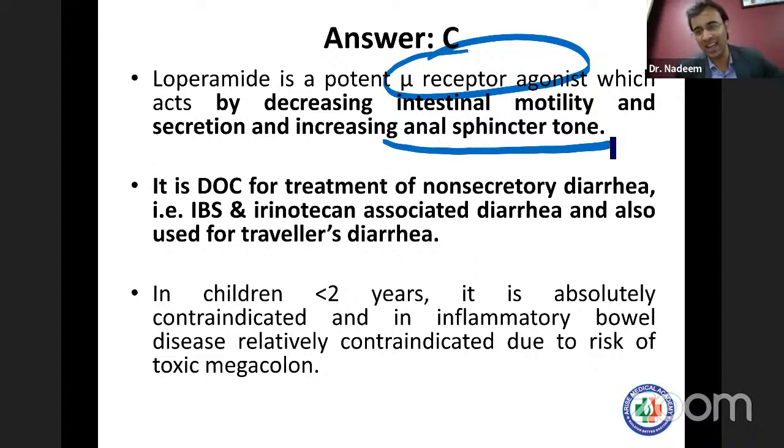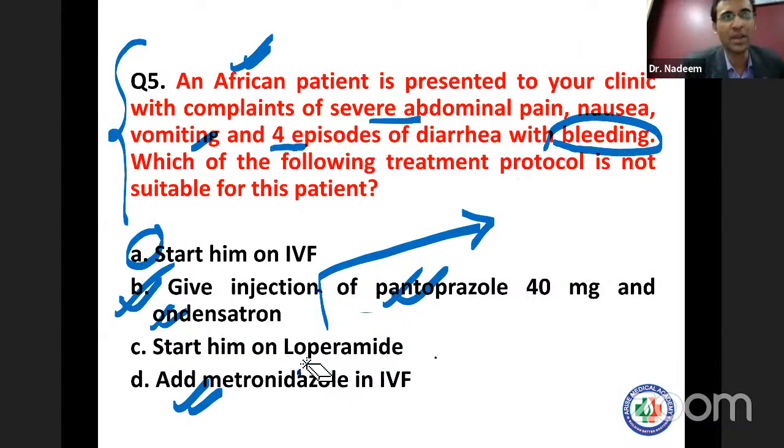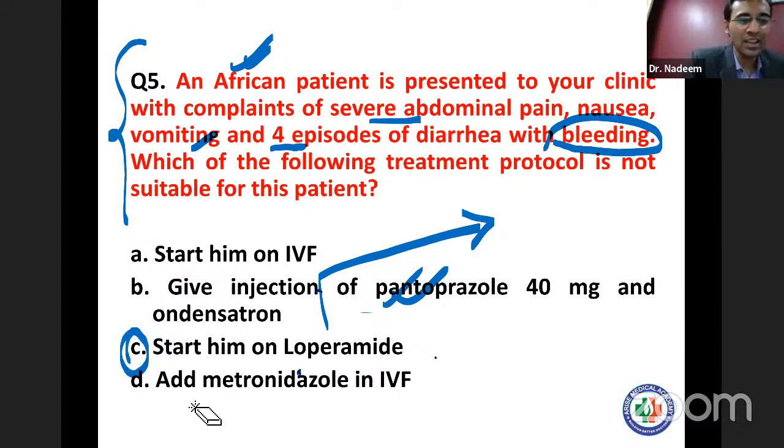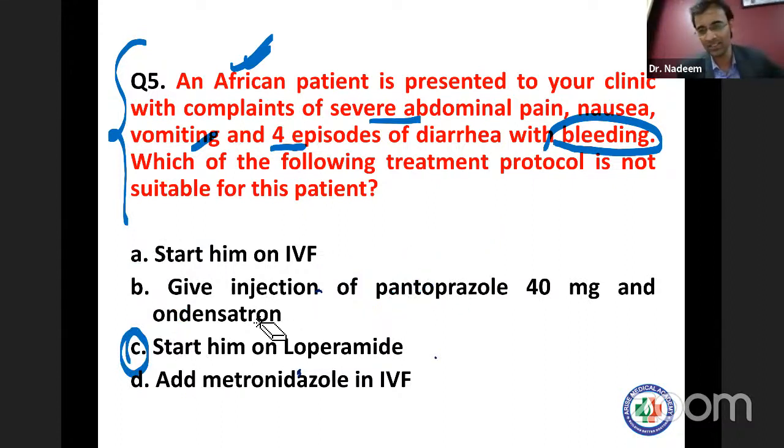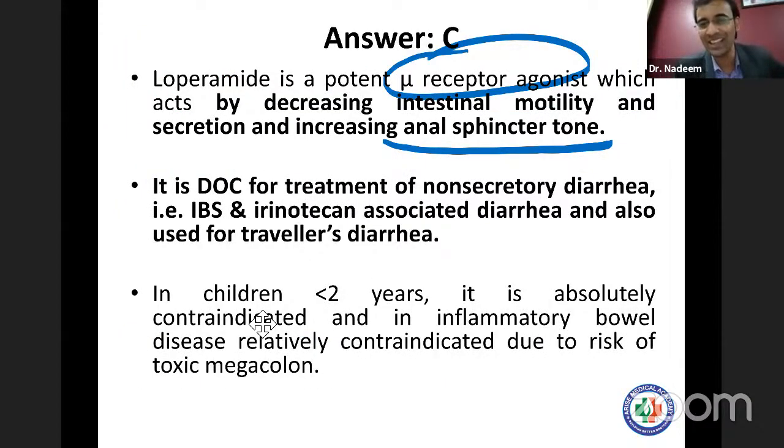Whenever the patient is having diarrhea along with bleeding, do not give loperamide. Answer is C. It means do not give loperamide because the patient is having bleeding. In any inflammatory bowel disease, and whenever diarrhea is associated with bleeding, loperamide should not be given.